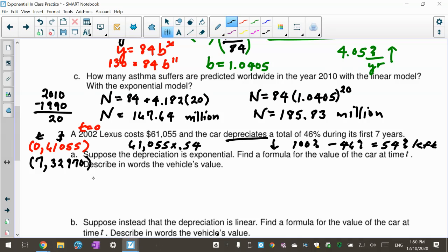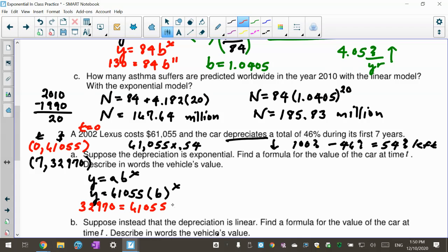So here's my two data points. I'm going to do y equals ab to the x. And now I know the a is going to be the 61,055 because that was my initial value. And I have to find b to the x. I don't know what b is. So now I can just plug in one of the points, and the other point is 32,970. So 32,970, I'll say that again, equals 61,055 times b, all right, because I don't know what b is, and we're going to raise it to the seventh.